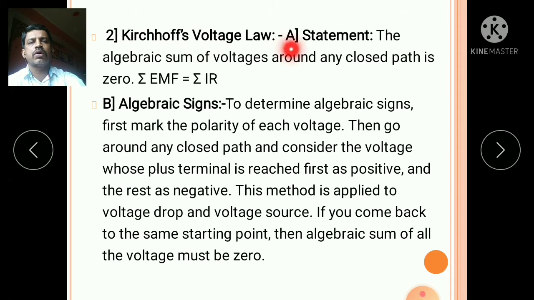Kirchhoff's voltage law statement: the algebraic sum of voltages around any closed path is 0, that is, summation of EMF is equal to summation of IR.